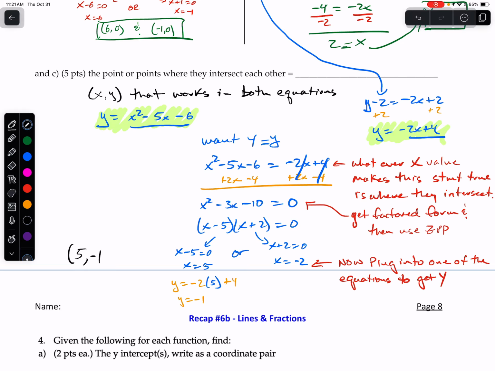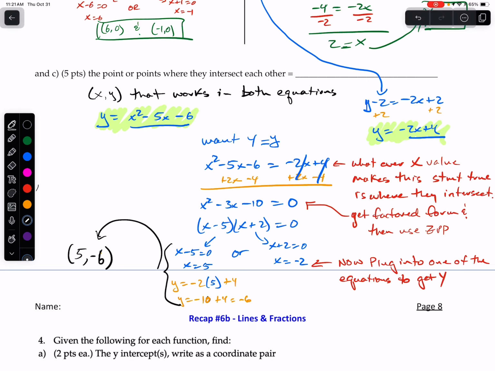That feels funny. Oh, no. Negative 10 plus 4 is negative 6. Duh. And so one of my points is 5 comma negative 6. That's this one.